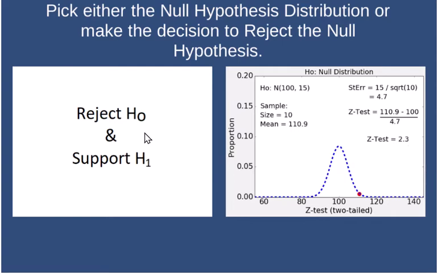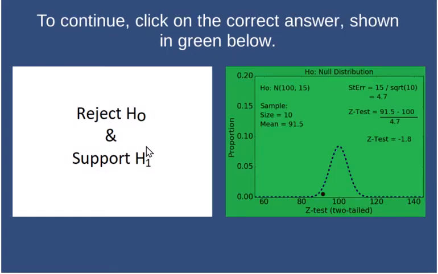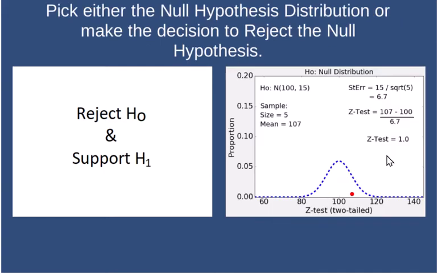Z-test of 2.3, we'll reject. Z-test of negative 1.8, we reject. I'm sorry. Z-test of negative 1.8, that is within our plus minus 1.96. We'll retain the null. Z-test of 1.0, retain the null. Z-test of 1.5, that's within our plus minus 1.96. We will retain the null. Z-test of negative 0.5, again, the null hypothesis distribution did a great job of indicating where we should find the sample mean. We retain it. Negative 2.7, just too far away from where the null hypothesis said it should be. We'll reject it. Z-test of negative 2.1, we're going to reject the null, support the alternative hypothesis.